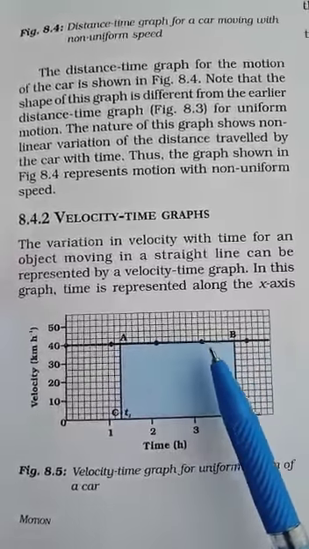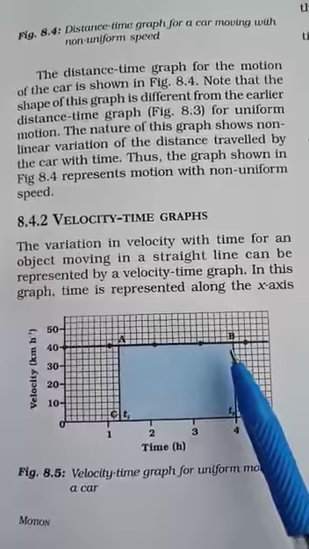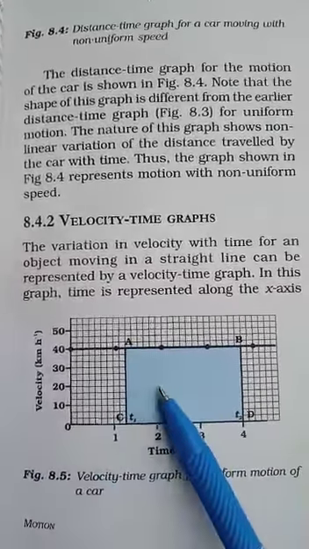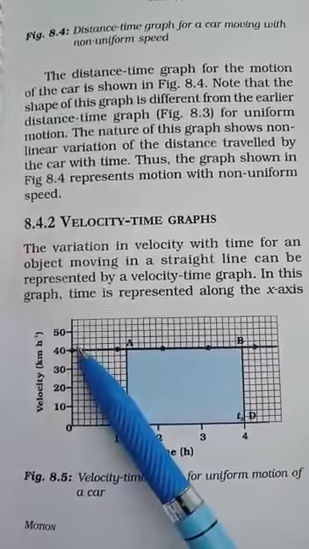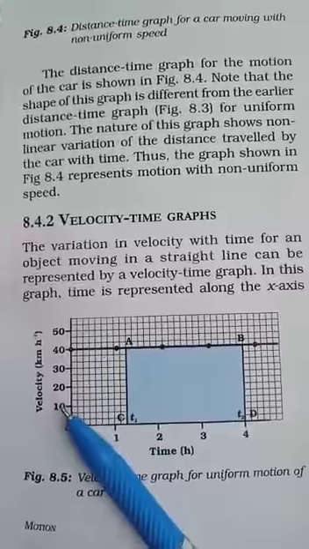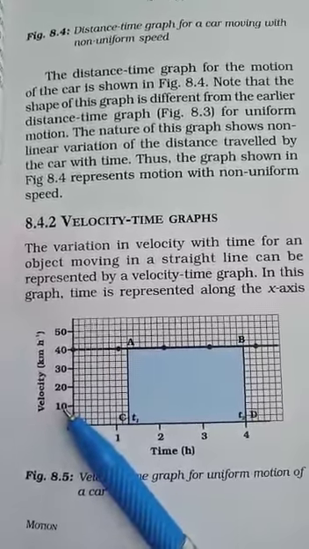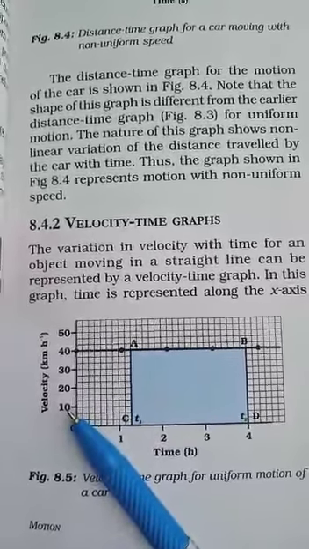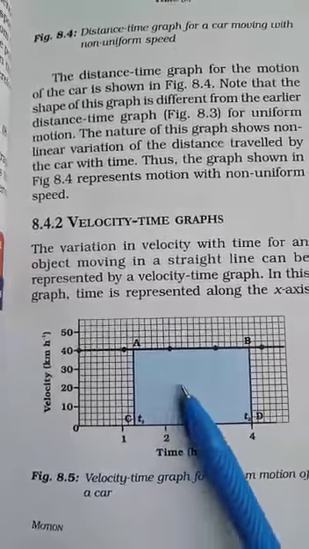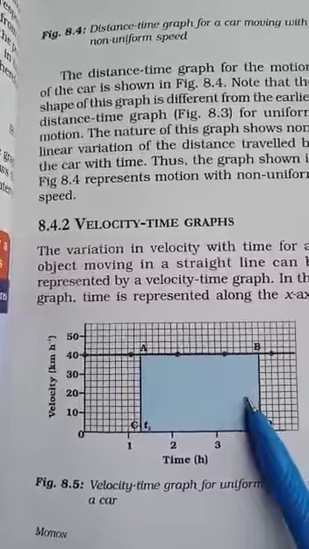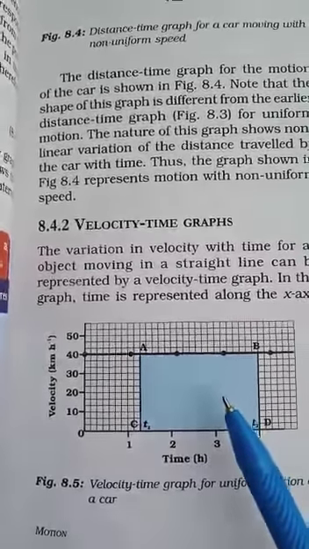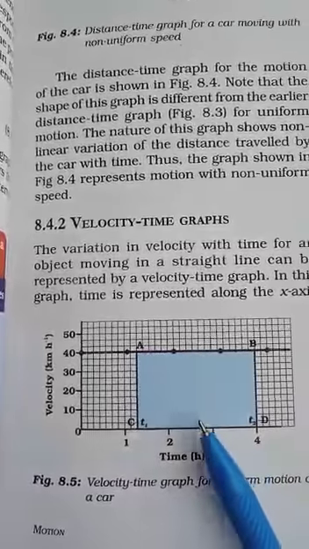So student, this is the velocity time graph for a car moving with uniform velocity of 40 kilometer per hour. We know that the product of velocity and time gives the displacement of an object moving with uniform velocity. The area enclosed by the velocity time graph and the time axis will be equal to the magnitude of displacement.